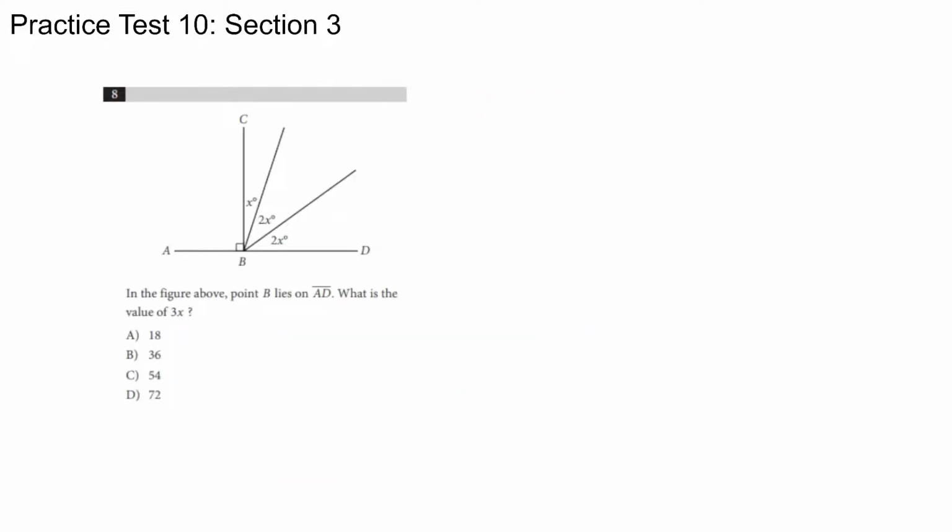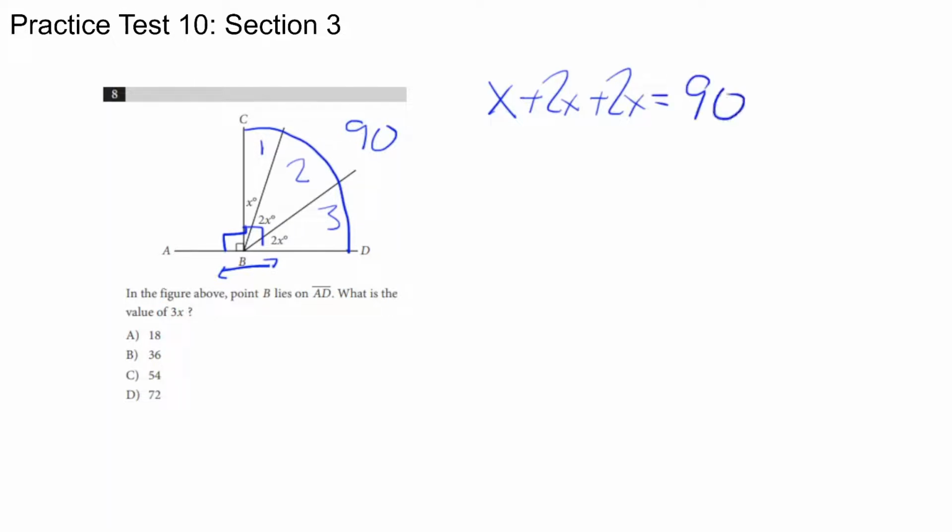Question 8 says, in the figure above, point B lies on line AD. What is the value of 3x? Okay, so it tells me angle ABC is a right angle. So if AD is a line, that would mean that angle CBD is also a right angle. So it has to be 90 degrees. So if I add up these three smaller angles, x plus 2x plus 2x, they would have to equal 90 degrees. If I combine my like terms, I'll get 5x is equal to 90.